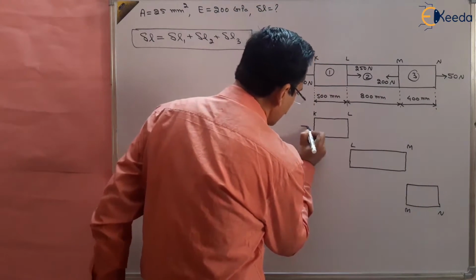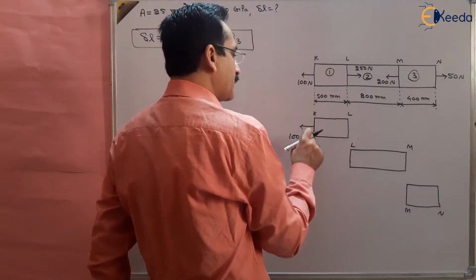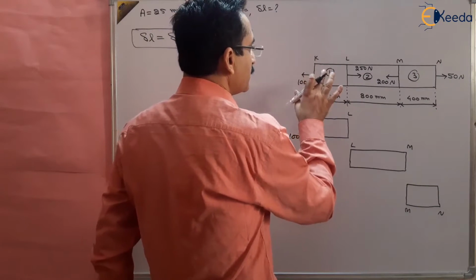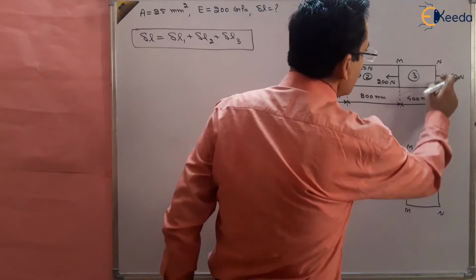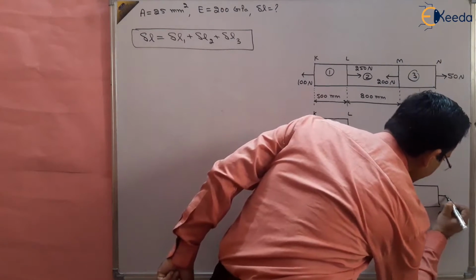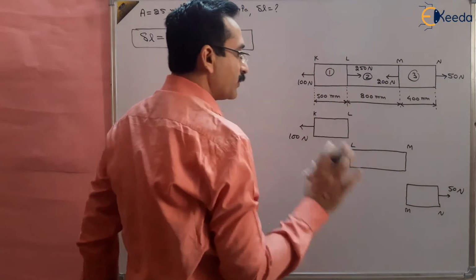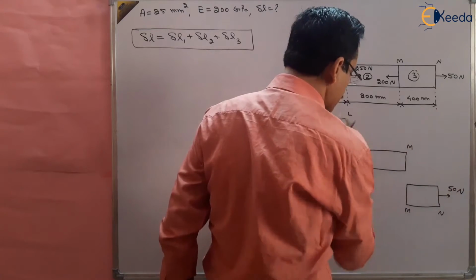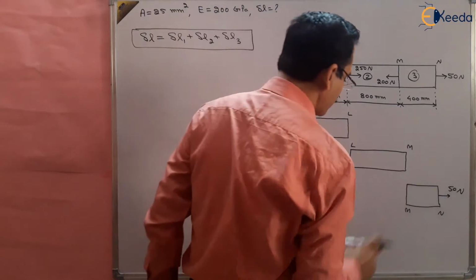So it is 100 Newton here, 100 Newton here, so it will remain 100 Newton because K is not common to any other point, right? And also N, what is the force on N? 50 Newton. So here definitely the force will be 50 Newton, and it will remain 50 Newton because N point is not common to any section of the bar, right? So 100 Newton, 50 Newton.